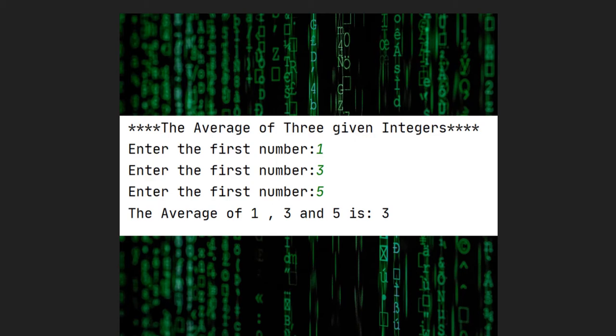And the last thing is I am printing out the output message. The output message is: the average of 1, 3 and 5 is 3. So whatever numbers were given to us, 1, 3 and 5, the average of which I have calculated as 3.